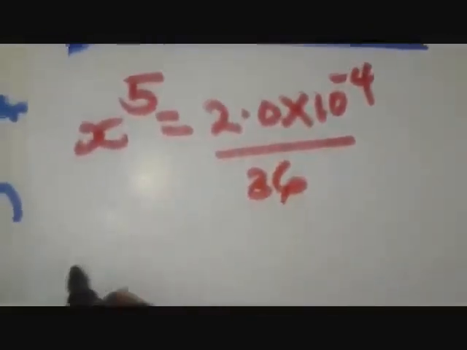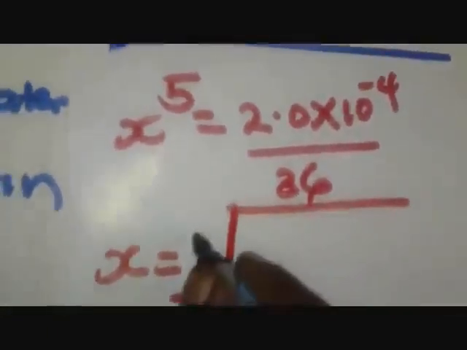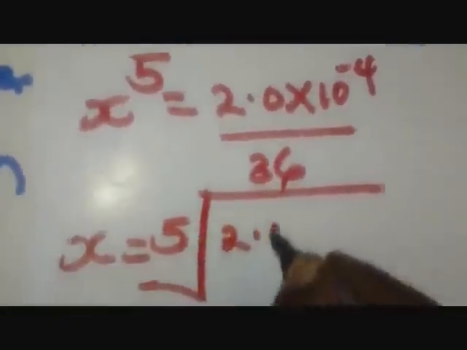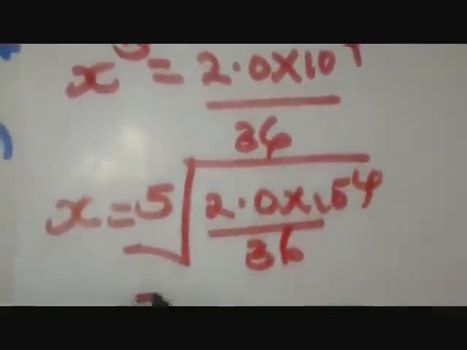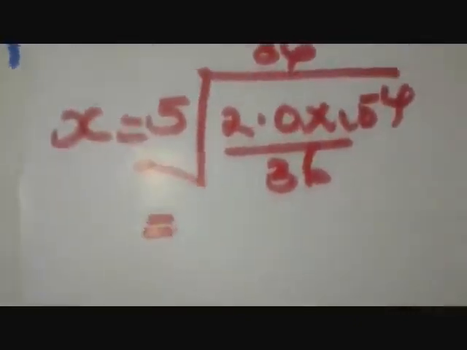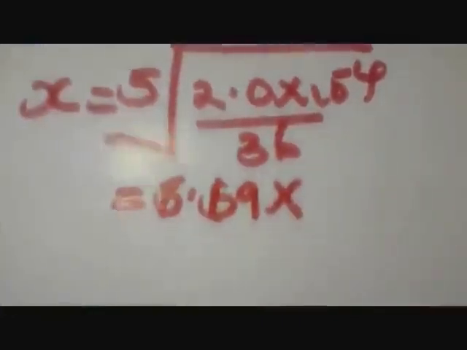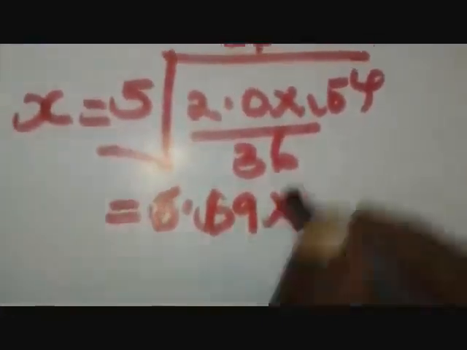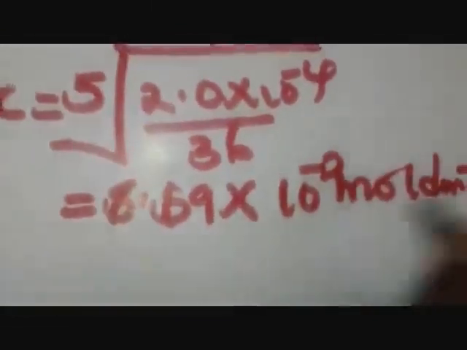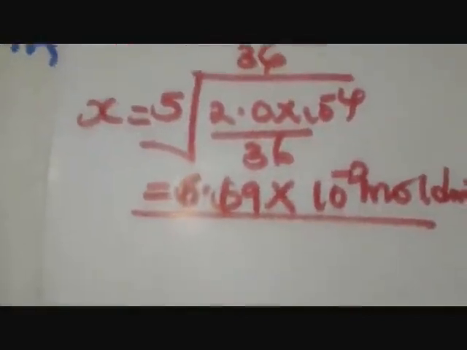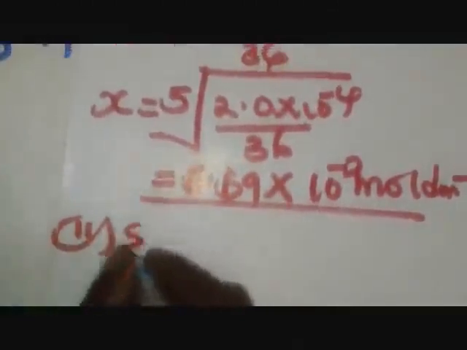Now what we are going to do here to solve for x, we are going to find the fifth root. So we have 5 there, we have 2.0 times 10 to power negative 4 out of 36. And our answer, get the calculator, our answer is 8.89 times 10 to power negative 2 moles per decimeter cube. That is the solubility now in pure water. Then normally too they are saying solubility in calcium nitrate.